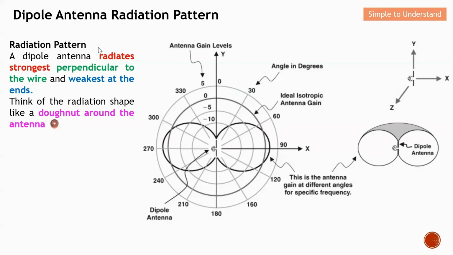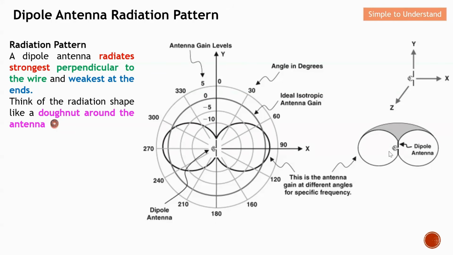Let me explain the radiation pattern of a dipole antenna. In fact, dipole antennas radiate the strongest perpendicular to the wire, and weakest at the end. What does this actually mean? Let's take a look at these two diagrams in order to understand better.